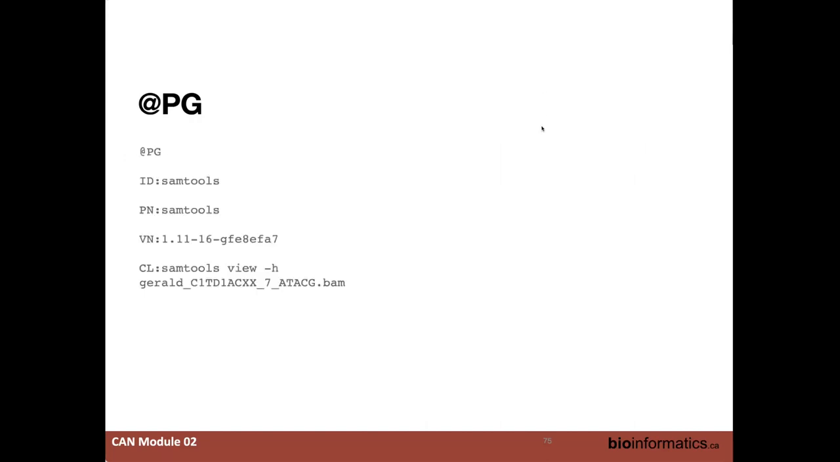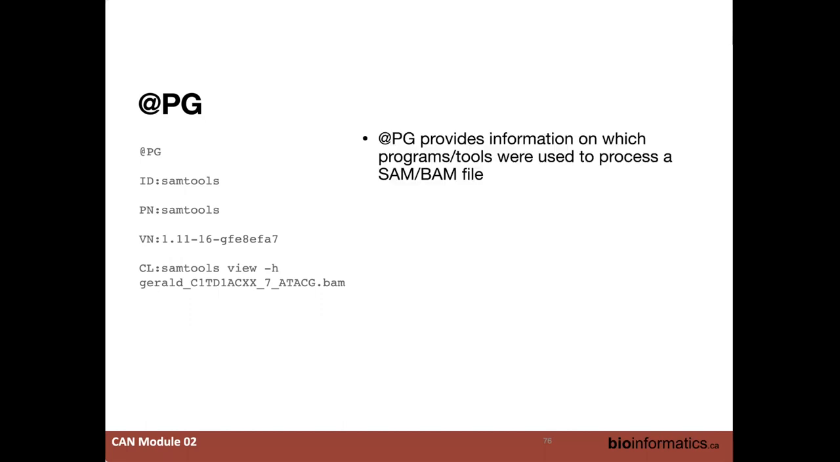So we had that PG line, which again, is difficult for people to see, but I just broke it out again, and I'm going to break it out this way. The PG is really one of those interesting things. If I told you you can get a historical view on any program or tool that was used to process a file, that would be great. I got an audit trail.